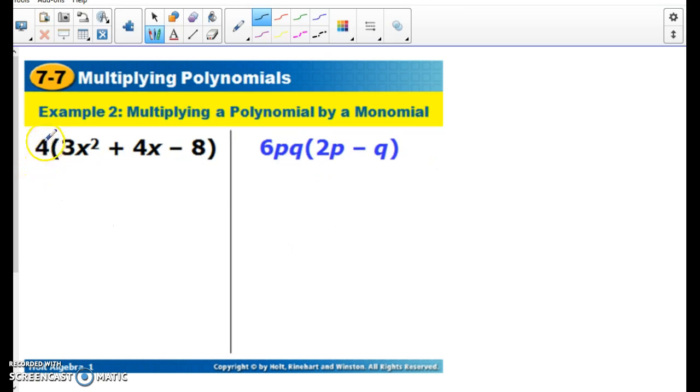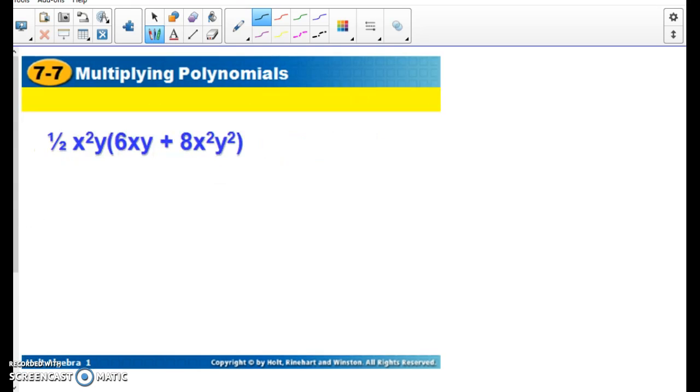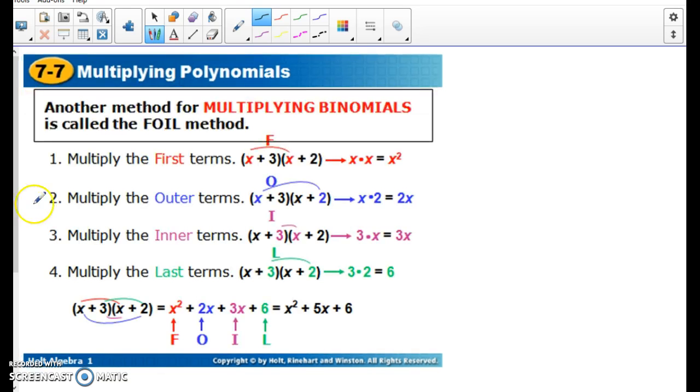Doesn't matter if there's 3 things here, it needs to get distributed to all of them. Doesn't matter if there's an exponent on, or a variable on the outside, it still needs to get distributed to all of them. Nothing is going to change. Okay, what will change is this thing called FOIL. So FOIL stands for first, outer, inner, last. Okay, it's just our way of multiplying.